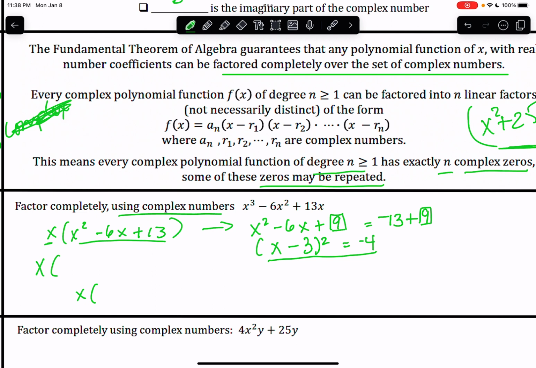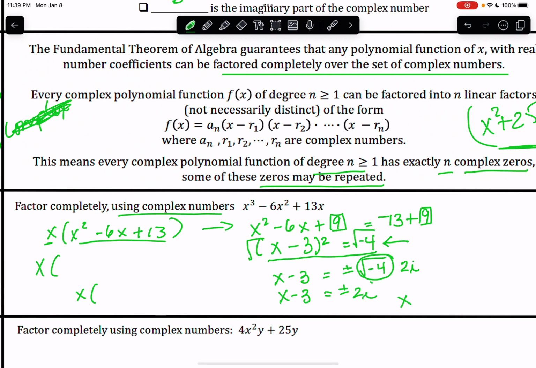So when I take the square root of both sides, you see I have that imaginary part there. So I get x minus 3 equals plus or minus the square root of -4. And the square root of -4 is i, and then the square root of 4 would be 2i. So this part becomes 2i. So you get x minus 3 equals plus or minus 2i. So you get x equals 3 plus or minus 2i.